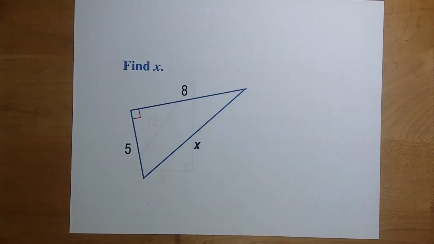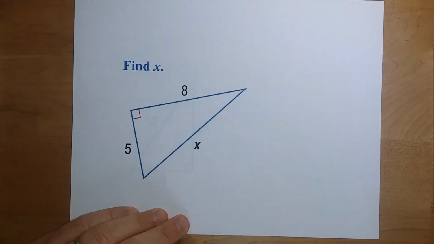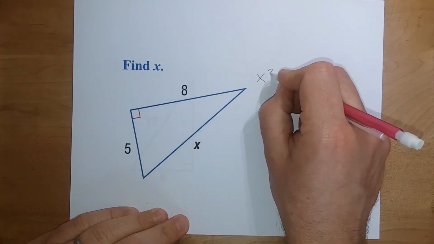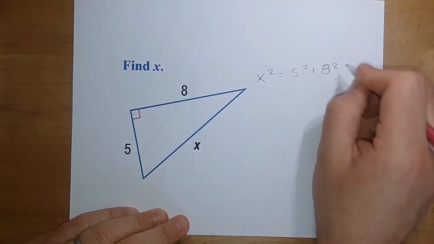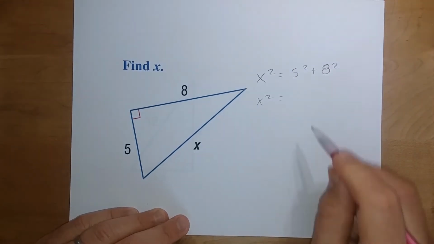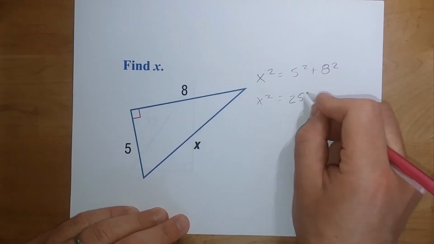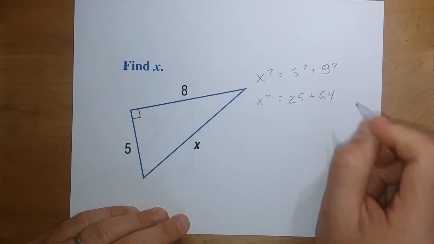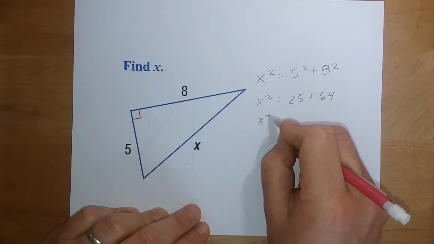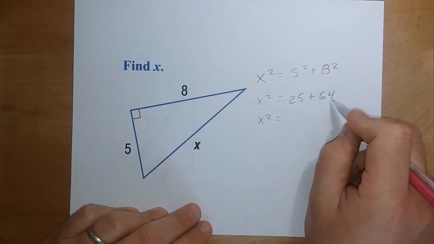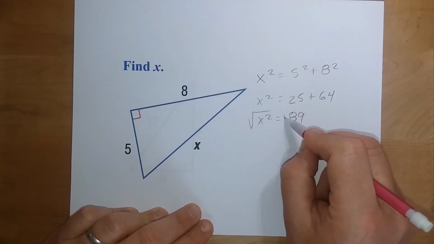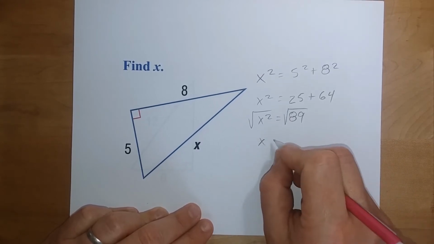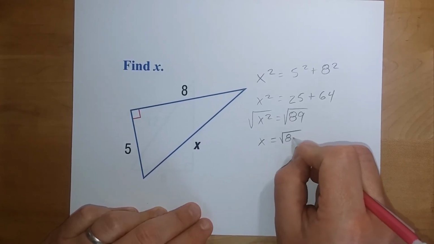Here, they want us to find x. This time, x is the hypotenuse. So we know x is going to go by itself on one side of the equation. x squared equals 5 squared plus 8 squared. So we're going to get x squared equals 25 plus 64. And 25 plus 64 gives us 89. And we can take the square root of both sides and get x equals the square root of 89.